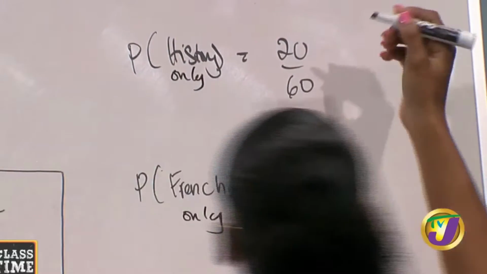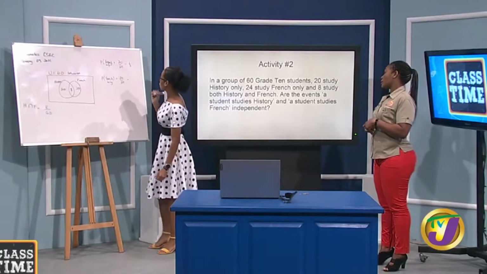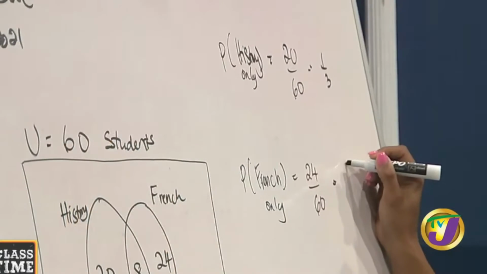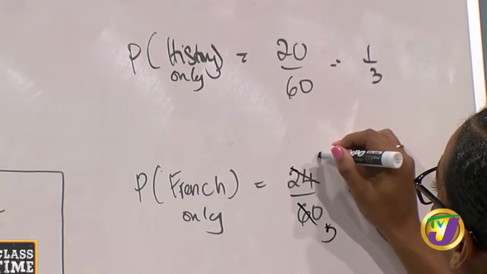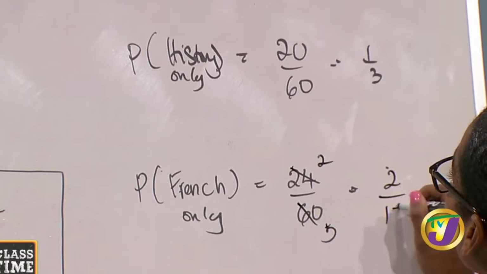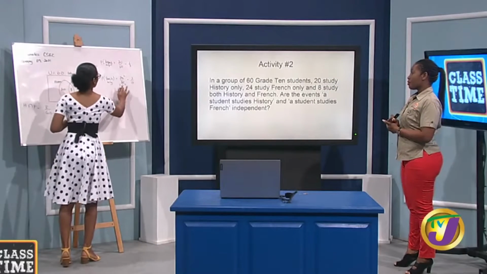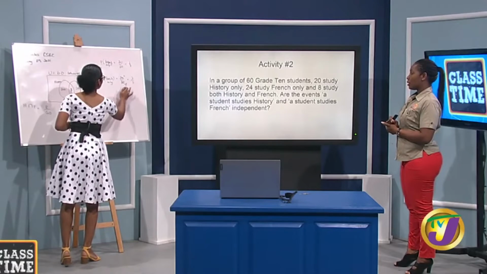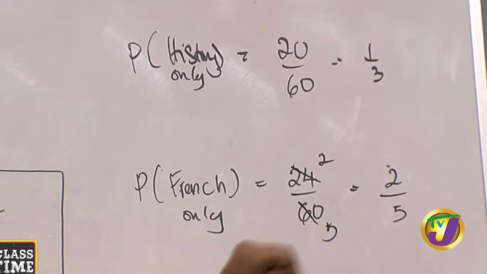When we simplify our history only, we have 1/3. When we simplify our French only, 24/60 is 12/30, and using 6 as the factor, we get 2/5. So we used 12 as our factor here, and it's 2/5. So we have the probability of a student studying history only, a third, and the probability of a student studying French only, two-fifths.